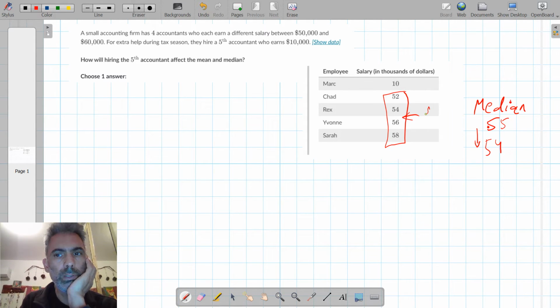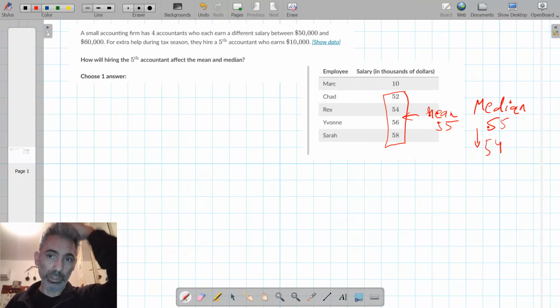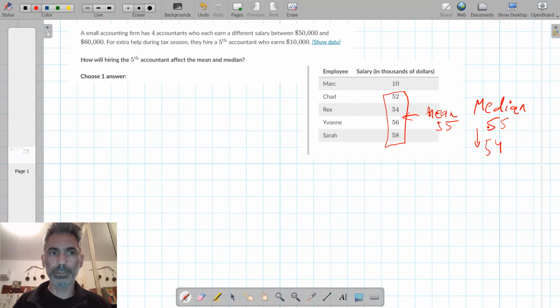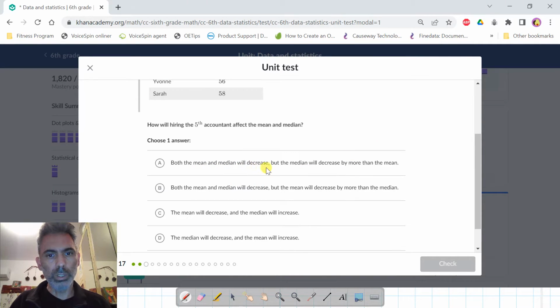Okay, so the mean is also 55 when we have only these 4 data points. But when we add 10, it will decrease much more significantly. Okay, so let's see. Both the mean and the median will decrease, but the median, no, this is not correct. The median will decrease by more than the mean. The mean will decrease by more than the median. This is the correct answer. Both the mean and the median will decrease, but the mean will decrease by more than the median.